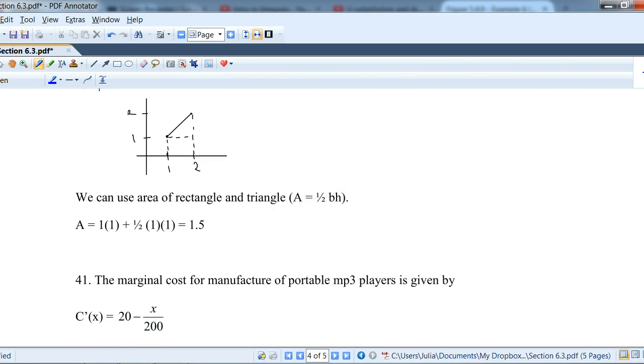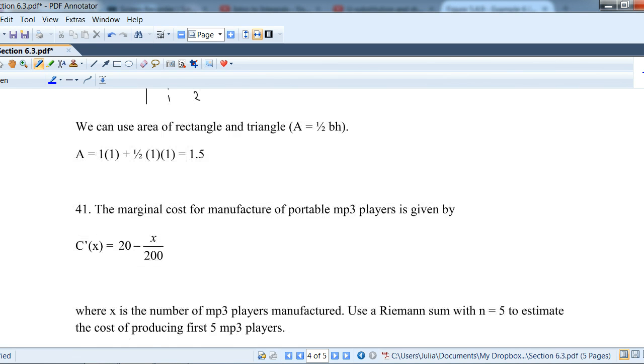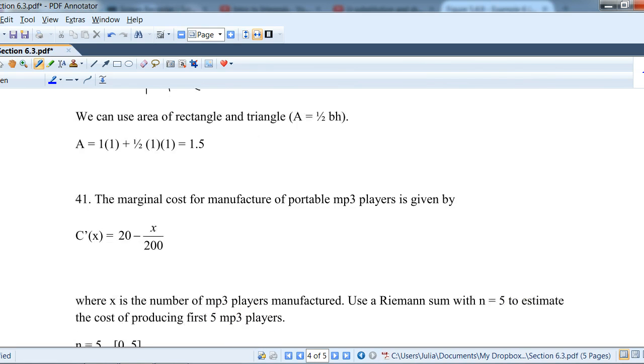Now let's look at a couple of applications, how we can use Riemann sums without doing the integral, actually. So let's say the marginal cost of MP3 players is given as 20 minus x over 200, where x is the number of MP3 players manufactured. Use the Riemann sum with n equals 5 to estimate the cost of producing the first 5 MP3 players.